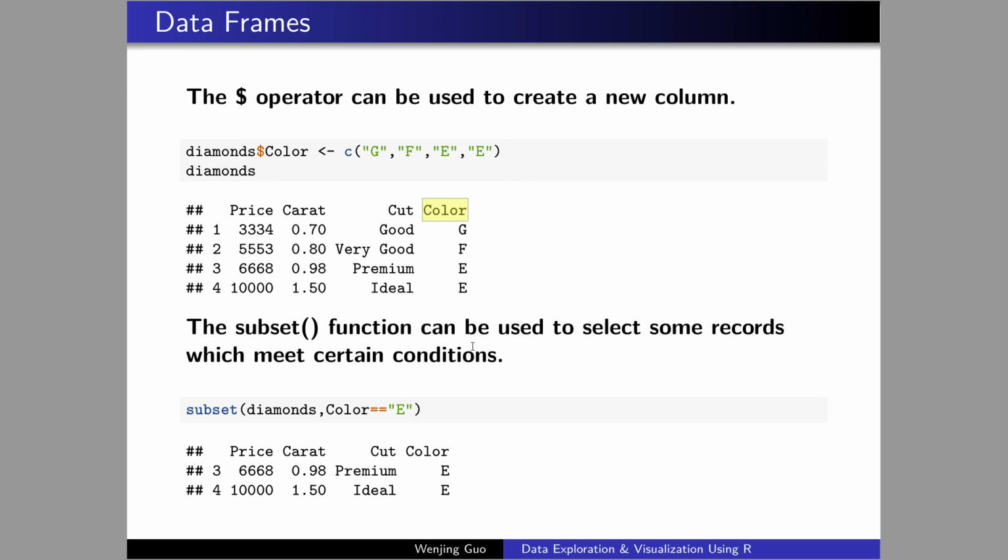In the matrix section, we learned we can use the subset function to select some records which meet certain conditions. The subset function can also apply to a data frame. For example, we want to select some records whose color is E. We can use the subset function. The first input of the subset function is the name of the dataset. The second input is the condition. So by running this command, we can select records whose color is equal to E.